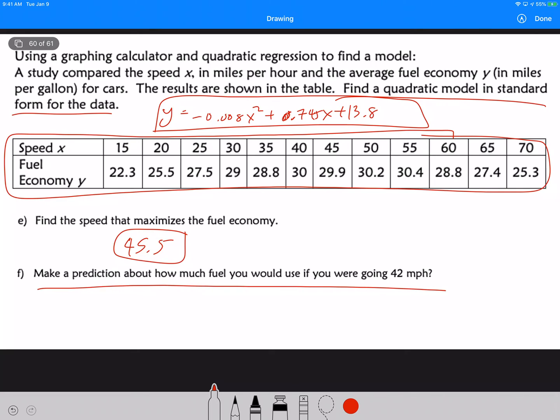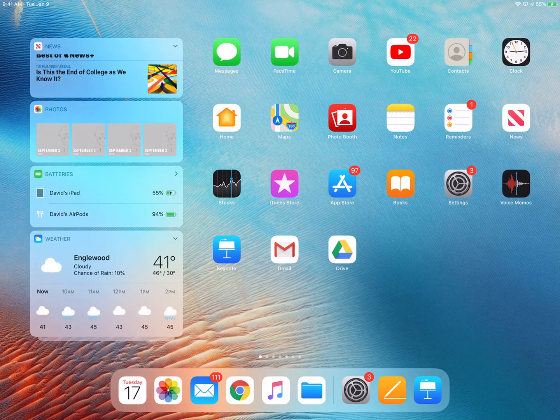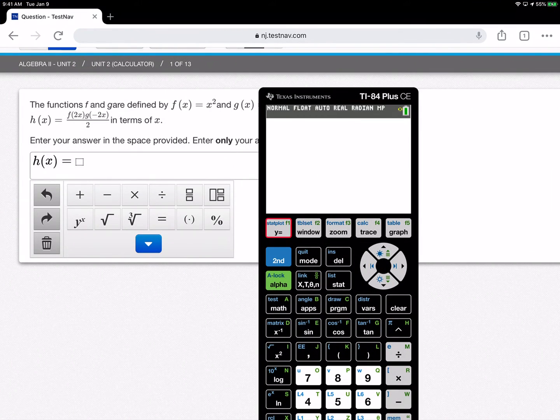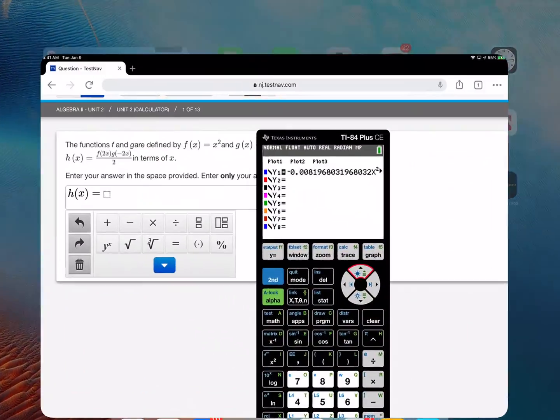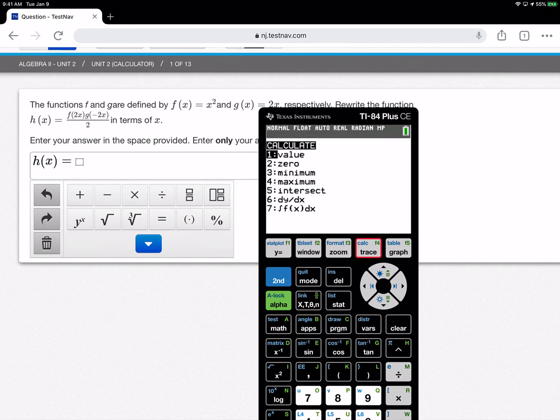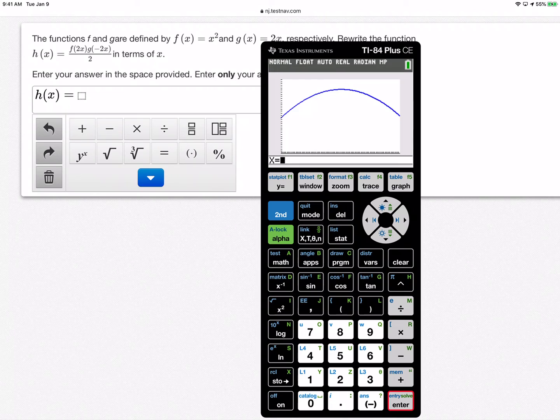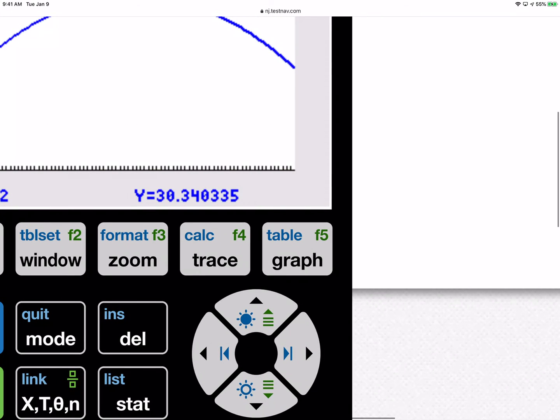Now make a prediction about how much fuel you would use if you're going at 42 miles per hour, okay? No big deal. Go back to my calculator. Now you want to set the y value to be, going back to the question here, we're going to 42 miles per hour. So that means the x value is 42 and we want to make a prediction out of it. Okay, so how do we do that? Well, you have the equation, right? All you got to do is go here to the graph, press second trace, and go to your value. Now it asks you for x, because we want to look for when x is 42, what's the approximate y value? And there we go. It's around 30.49. We get the y value as 30.49.